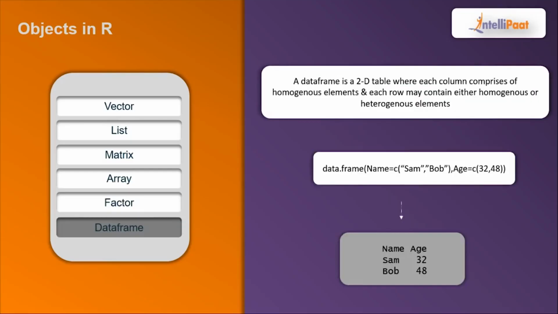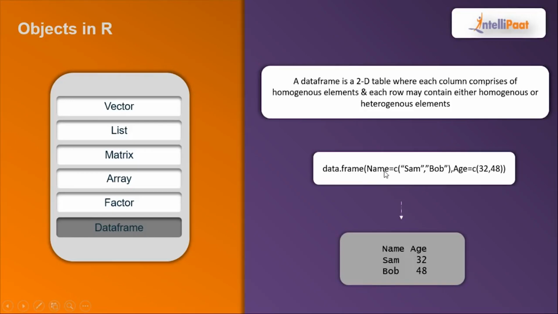And then finally, we have a data frame. A data frame is basically a 2-dimensional structure where we can have heterogeneous elements. Here, each column can comprise only homogeneous elements, while a row can contain either homogeneous or heterogeneous elements. And this is the command to create a data frame in R.